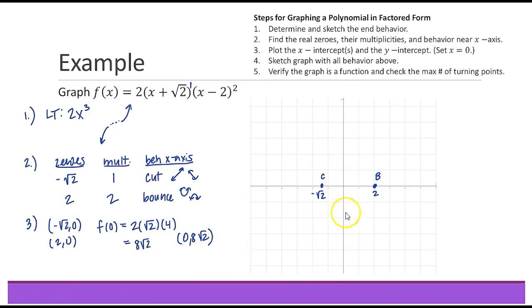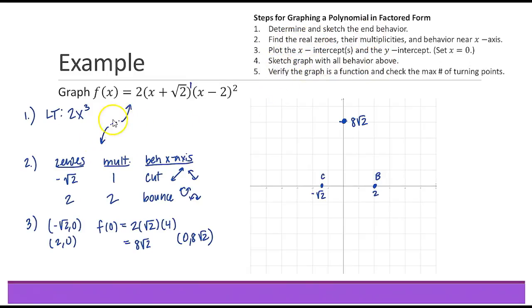So notice the y-axis isn't labeled. We can just say that's a positive number, so it's not going to be to scale. We're just going to go ahead and label this up here as 8√2. So we plot the x-intercepts, the y-intercept, and then we're going to sketch with all the behavior.